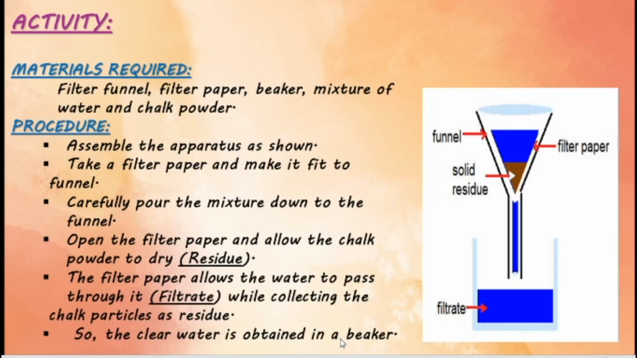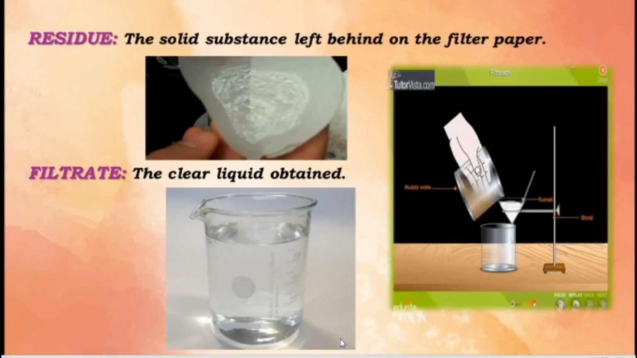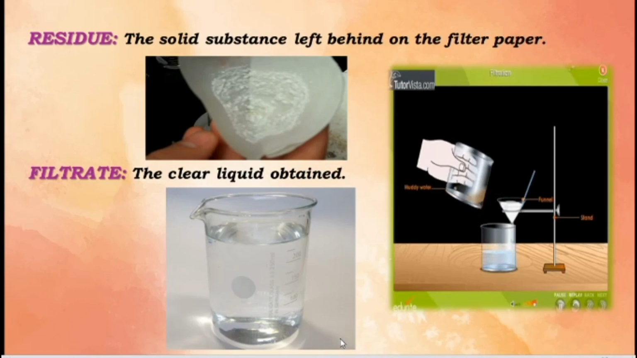The solid particles which settle in the filter paper are called residue, and the water which goes down into the next beaker is called filtrate. So you can obtain two things, residue and filtrate. This process is called filtration. The residue is the solid substance left behind on the filter paper, and the filtrate is the clear liquid obtained after the filtration process.